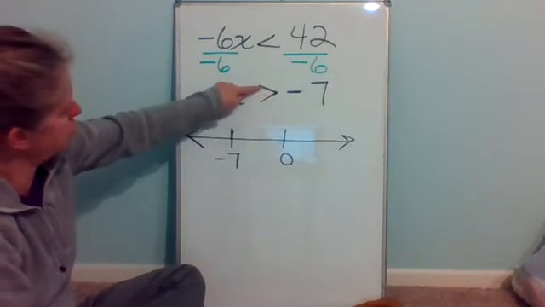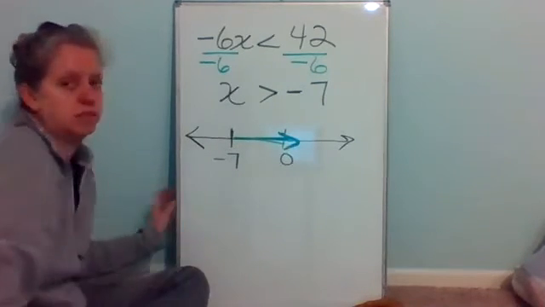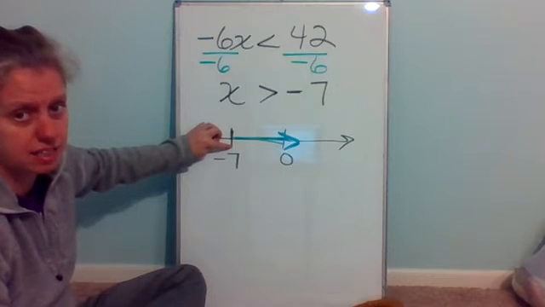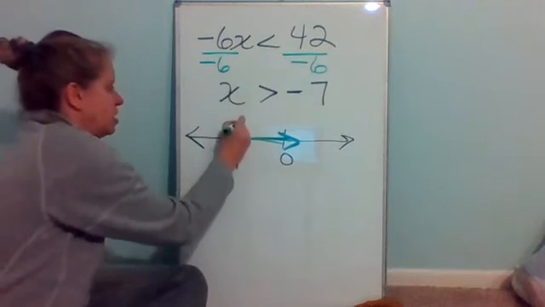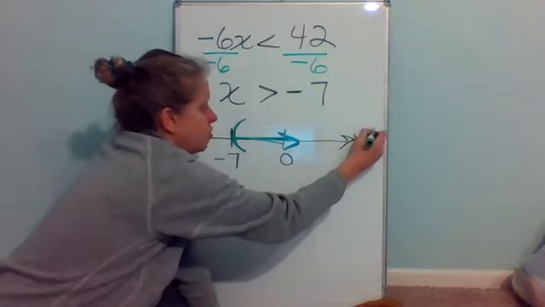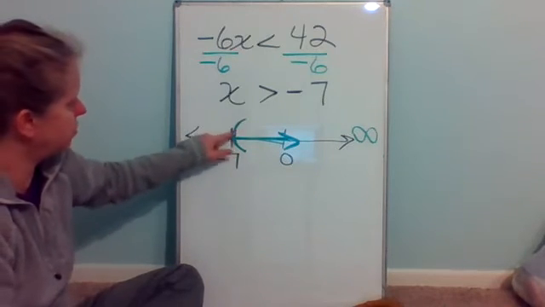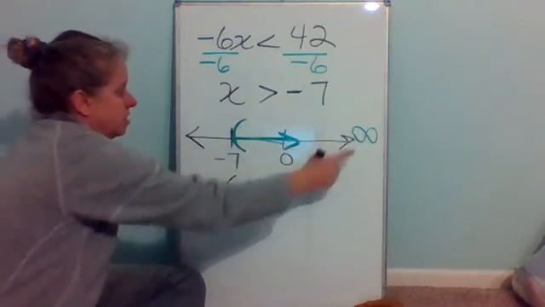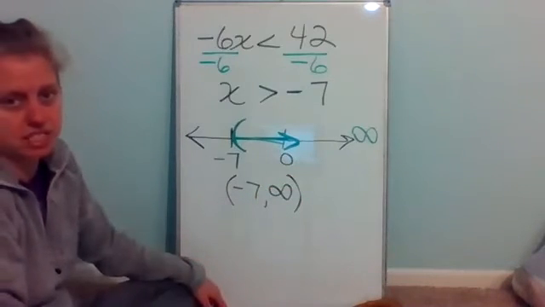I'm using this arrow, so my arrow is pointing to the right, so that's the way I'll draw my arrow. Then I decide whether or not this has a parenthesis or a bracket. Since it doesn't have the equal to bar, that means it has a parenthesis. And the arrow going forever to the right means it's going to infinity. So here's my interval. Open parenthesis with the negative 7 to infinity. And infinities always have parentheses.